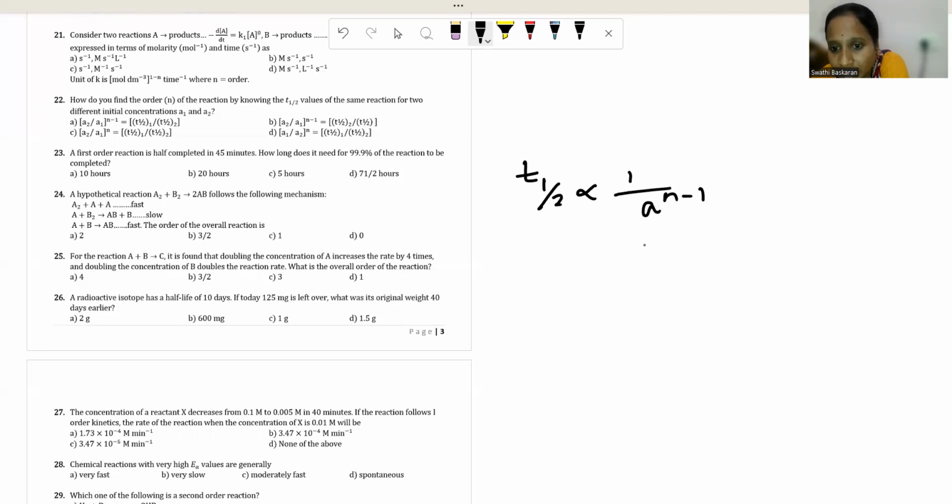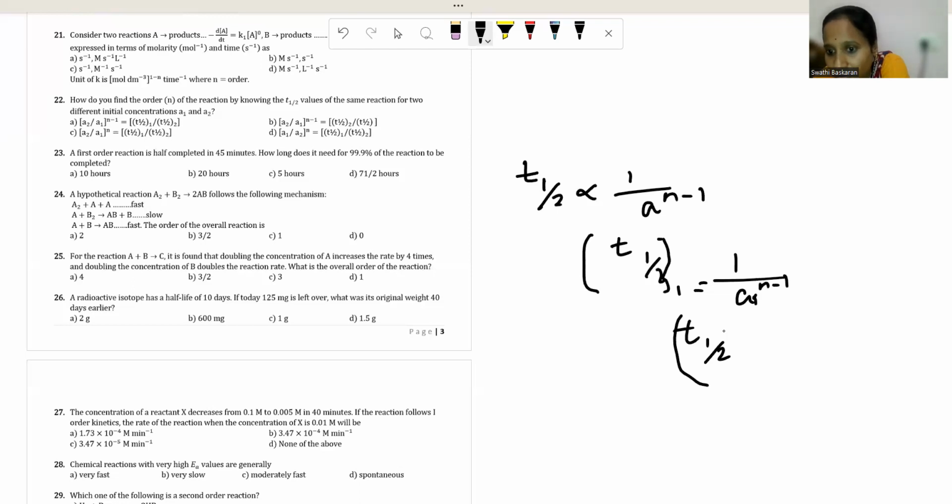According to that, we get t half 1 is equal to 1 by a1 raised to the power n minus 1, and similarly you will also write for t half 2, for the second concentration, which is equal to 1 by a2 raised to the power n minus 1.